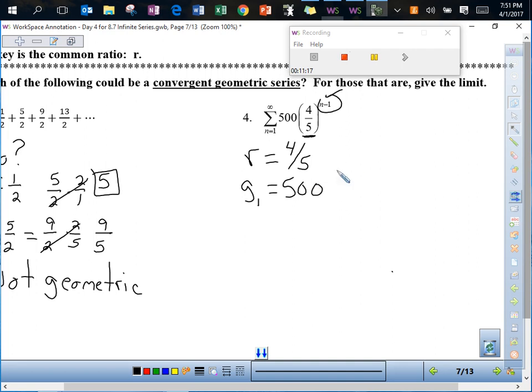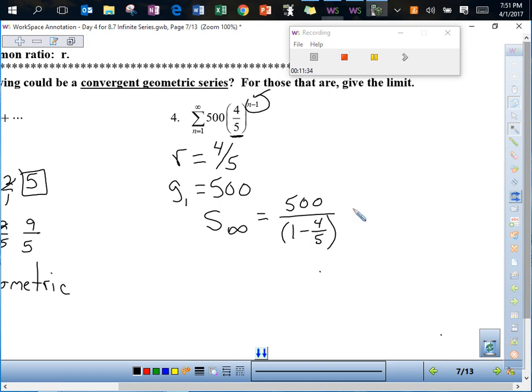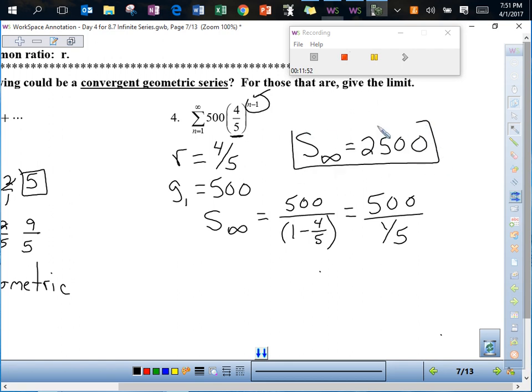So my sum, I'm going to say that the sum as we go to infinity is going to be 500 over 1 minus R. I'm going to do this one in my head. 500 over 1/5 really means 500 times 5. So the sum, as we go to infinity, is going to be 2,500 in this case. Okay. So that's what we got so far. I'm going to hit a couple more with you, and then I'm going to switch gears just a little bit.